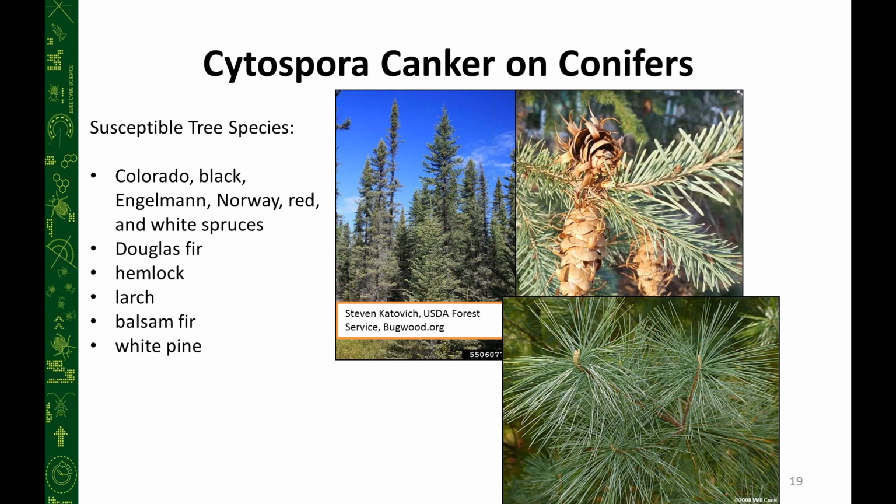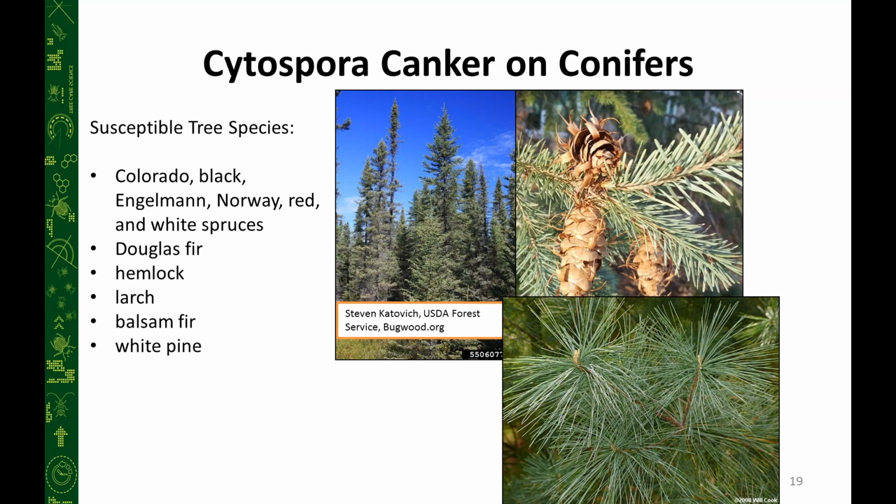And so if we just kind of move away from those broadleaf trees for a second and start looking at Cytospora Canker on conifers, we'll see we have a whole list of susceptible trees. And really, when we're looking at these susceptible trees, they can be susceptible anywhere in the country, but where we see the highest instance of Cytospora Canker as really a landscape disease is when we're taking some of these species like a Colorado blue spruce or a Douglas fir, and we're putting them into a landscape that they're not readily adapted to. And we'll talk about that in just a little while.